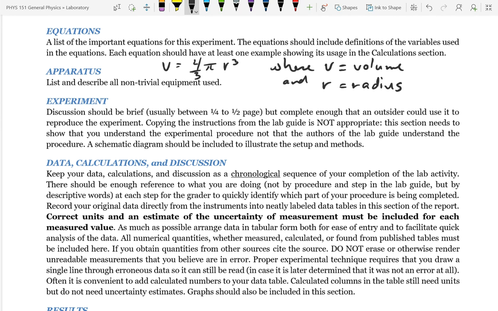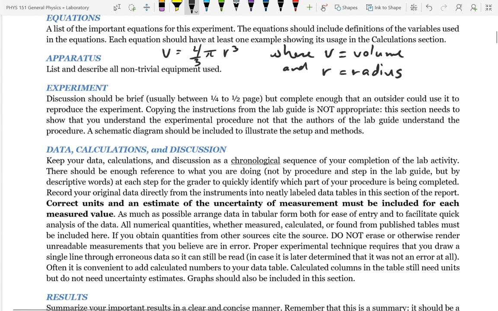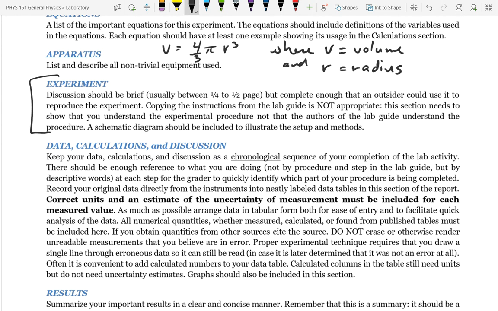Apparatus: list the non-trivial apparatus. Non-trivial will depend on the lab. For today, everything's non-trivial. The meter sticks are non-trivial. From now on, meter sticks will be trivial. You'll say, oh yeah, I got a meter stick. Duh, you use something to measure distance. That was probably a meter stick, right? So list all the equipment that you're going to use, and then you have the experiment.